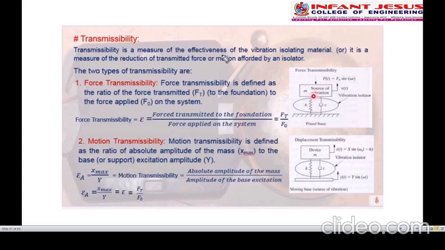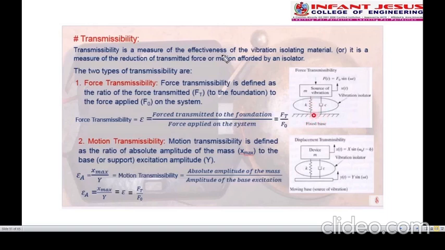Through this vibration isolator, it is passed to the foundation. All the vibration force is not transmitted to the foundation; only a lesser force of vibration is transmitted. If only a lesser force is transmitted, it is a good isolator. If it is transmitting more force to the foundation, then it is called a bad isolator. So the property of a good isolator is to transmit only the lesser force of vibration to the foundation. That is the principle.